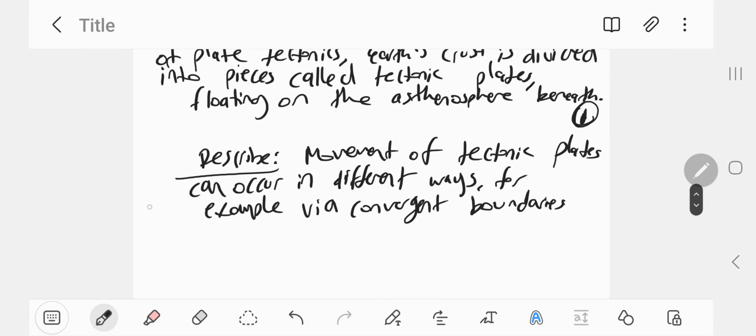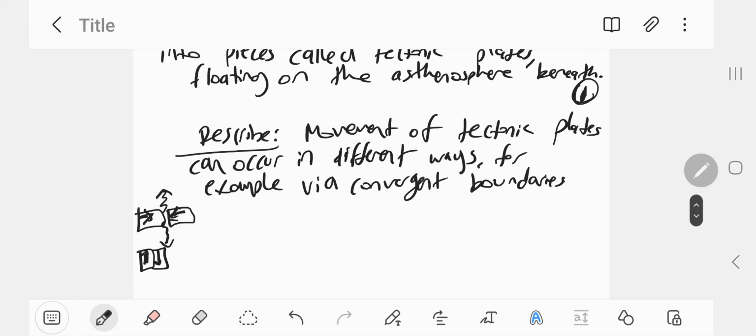Converge means to come together. So 2 plates, when they come together, when they collide, they release energy in the form of seismic waves, and that's what you get as an earthquake. So 2 converging plates. You've also got transform boundaries, where plates slide past each other and they rub together, friction creating seismic energy as well. But I'm just going to stick with the convergent boundaries in this case.